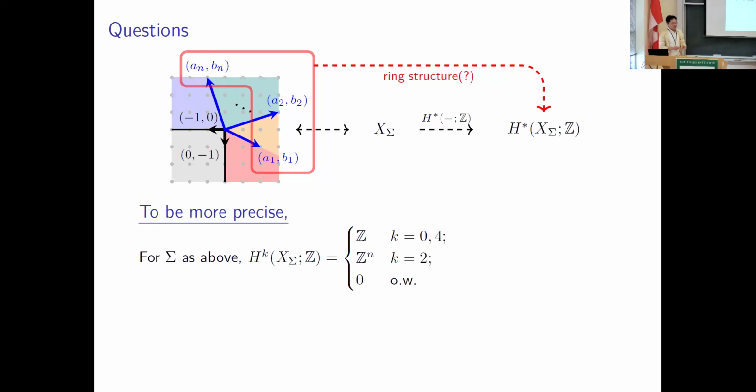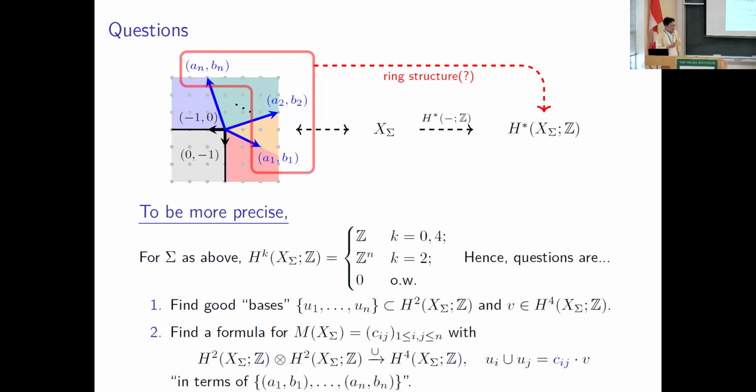Let me be more precise about the toric variety. Because we are assuming the existence of the smooth cone, in this particular case the integral cohomology ring has no torsion, and the second degree has rank exactly the number of extra rays, other than the rays forming the smooth cone, and there is a rank 1 degree 4 part. So the question is pretty simple.